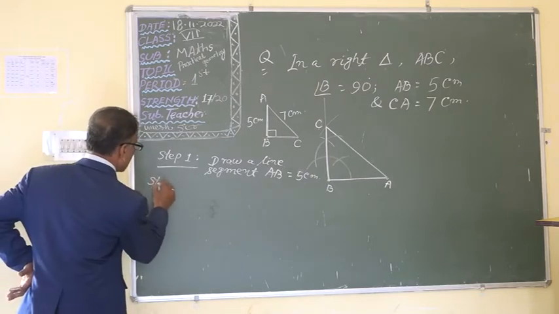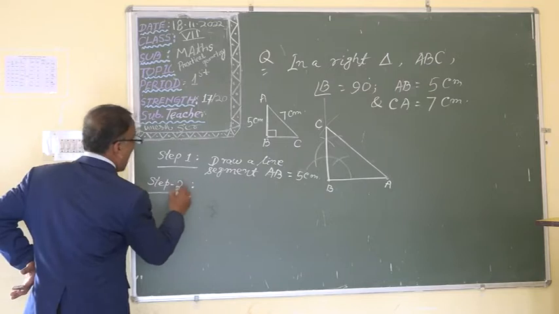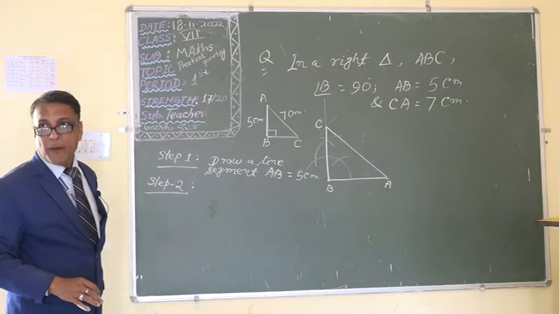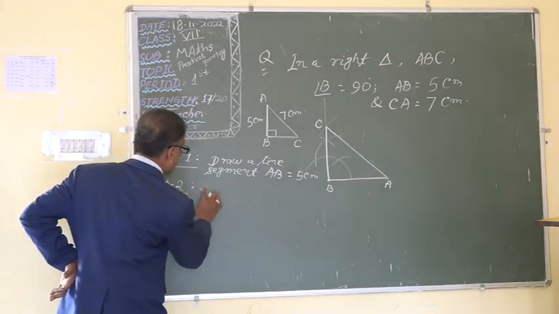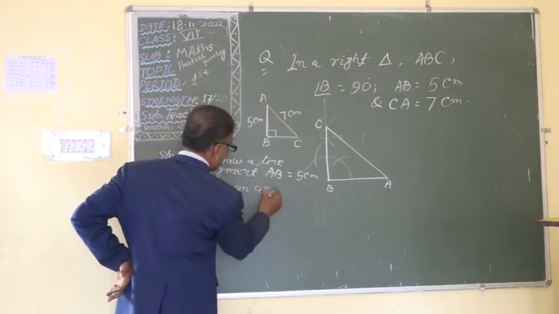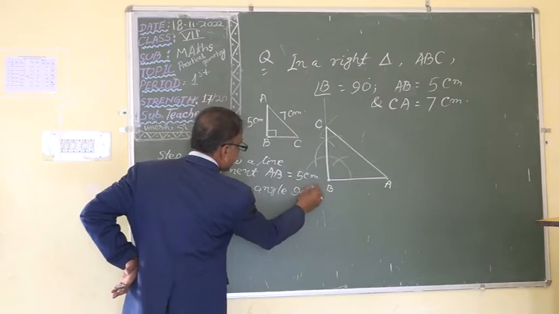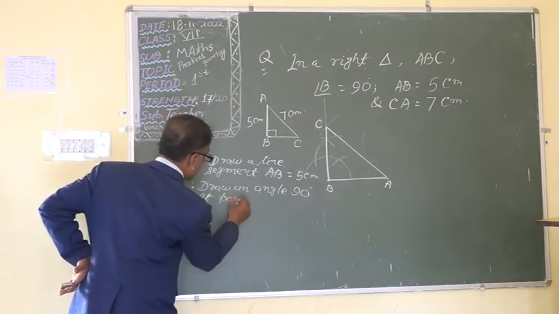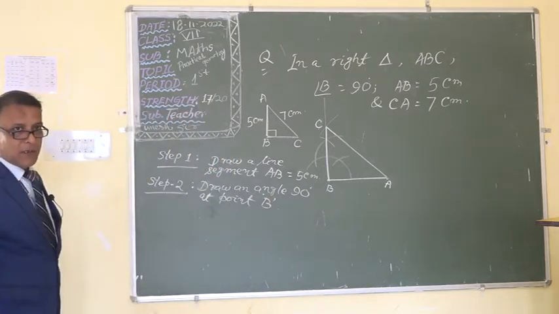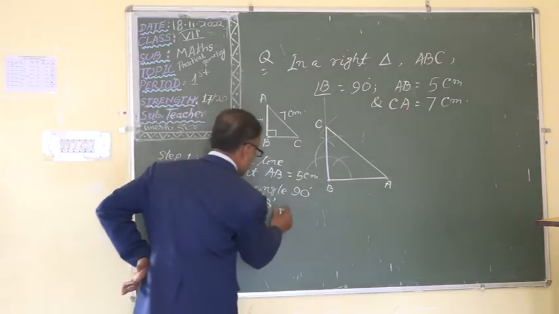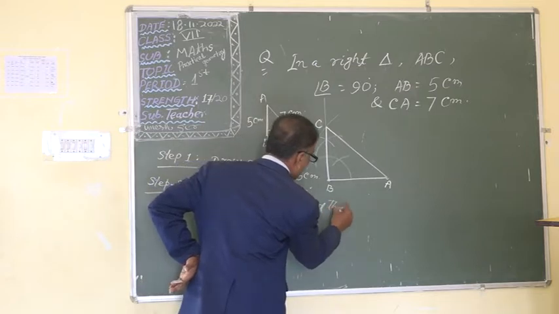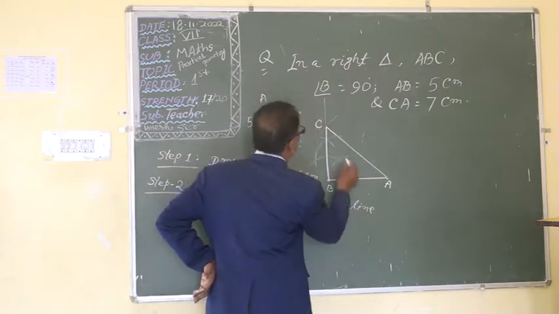Then step 2. Construct 90 degree at point B. Construct or draw an angle 90 degree at point B. And extend this line. Extend.